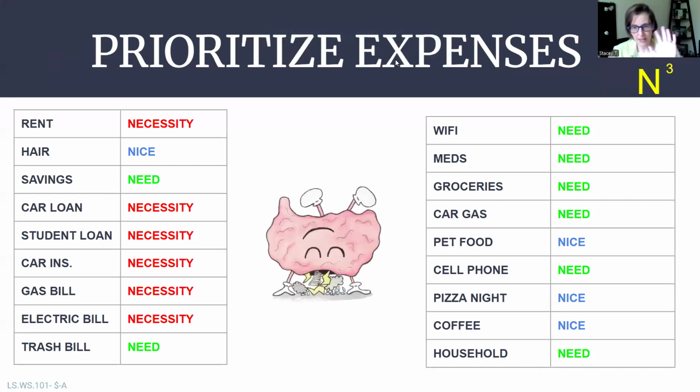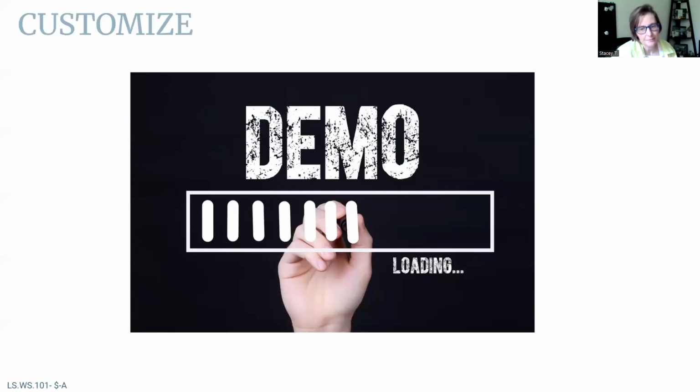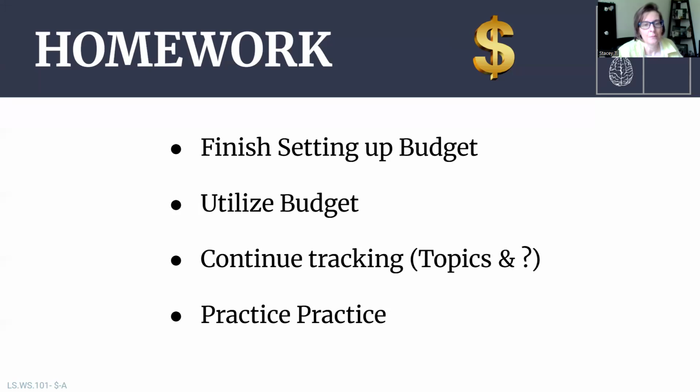Okay, so I gave you the demo. You set it up. Like I said, rewind, fast forward, do whatever you want. But your homework is just to finish setting up the budget and then to utilize the budget, because you may find that, you know what, I really don't need 200 for gas because I'm now working at home three days a week. You just play with it, you utilize it, you exercise it like we did with the organizing. And then you just continue tracking stuff.